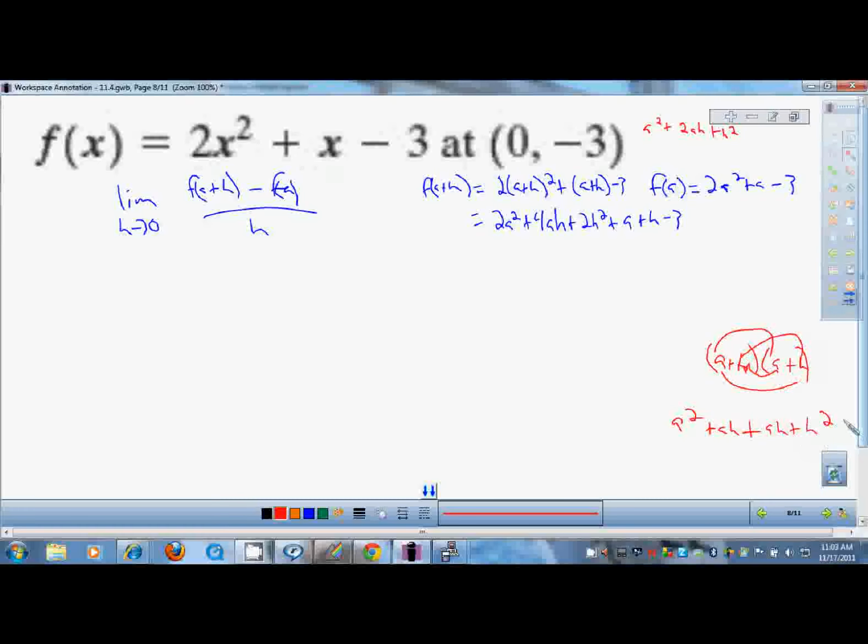From the original function. All right, before we go any further, are there any other questions I can answer?